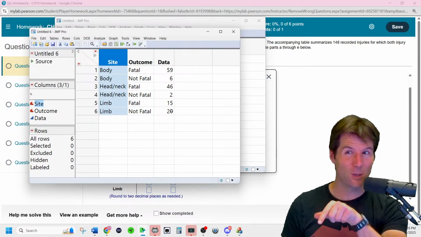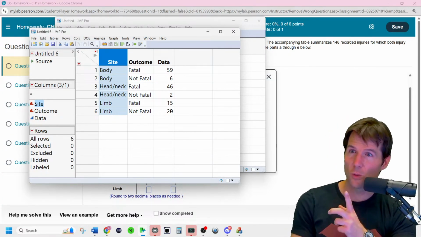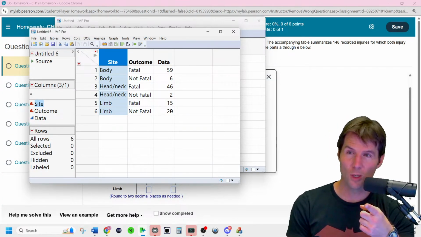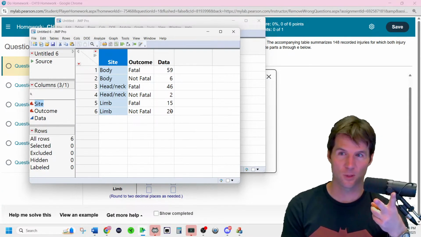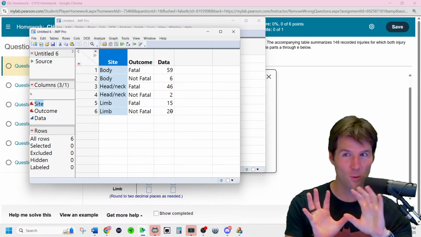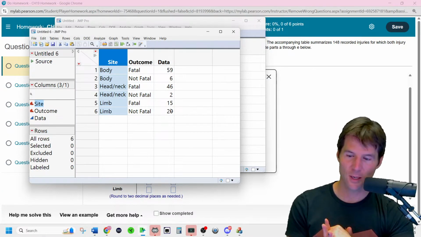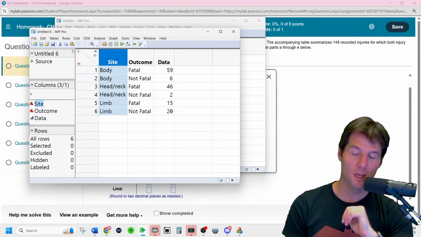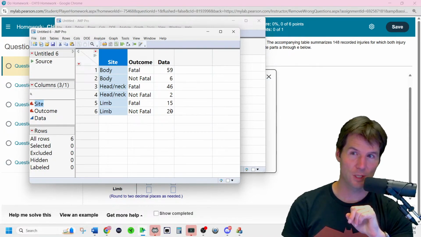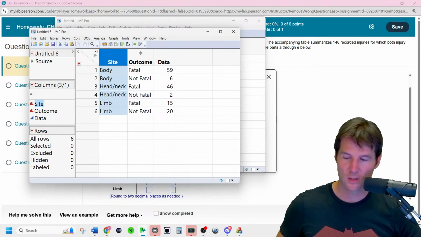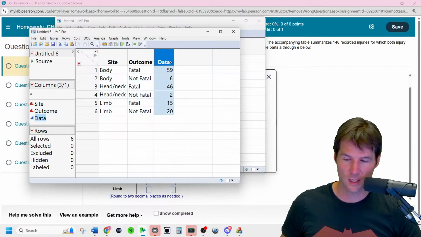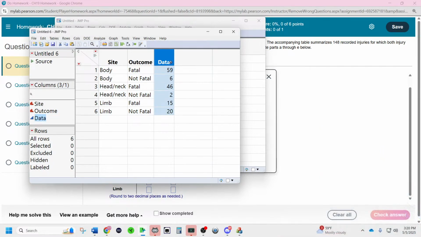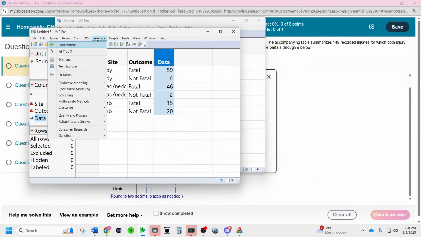And this is count data, which is the fourth condition when testing two categorical variables. Condition 1, random. Condition 2, less than 10% of the population sampled. Condition 3, after we pause, is going to be expected cell counts are greater than 5. More on that in a moment. And also condition 4, the fourth condition is count data, meaning both variables, site and outcome, are categorical, leading to count data. So now we are going to go to Analyze, Fit Y by X. Analyze, Fit Y by X.